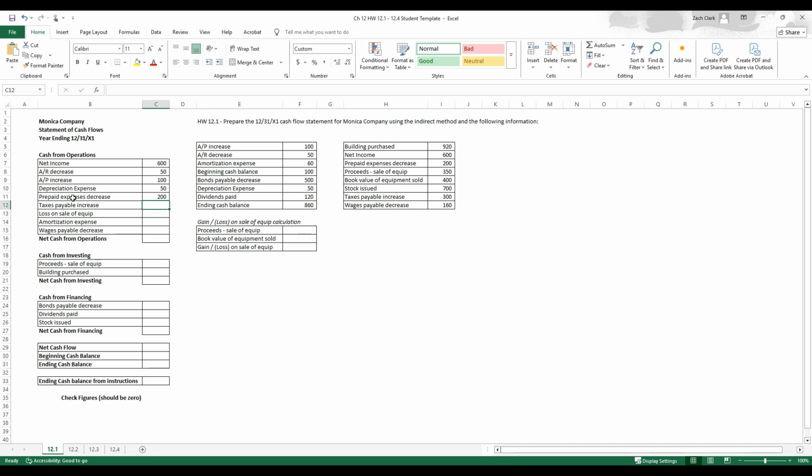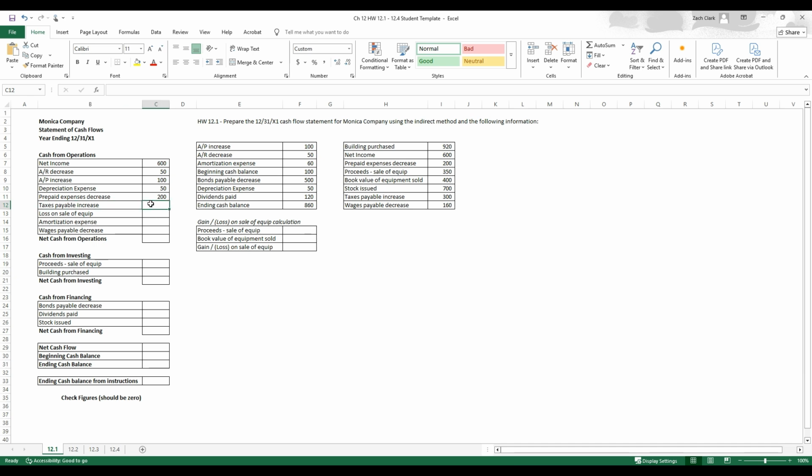But again, more logically for my brain, it's quicker to think prepaid expenses going up is a cash outflow. That's the journal entry: credit cash, debit prepaid expenses. So it's the opposite of that, and it would be an increase overall.